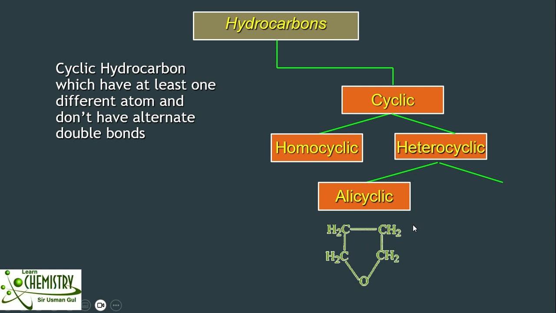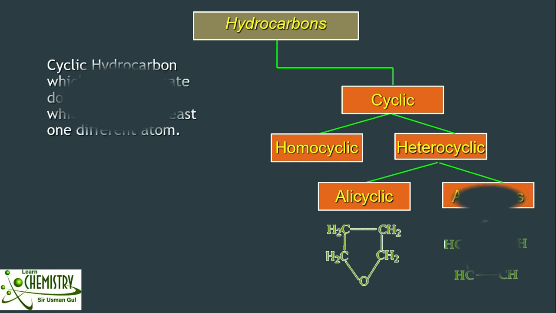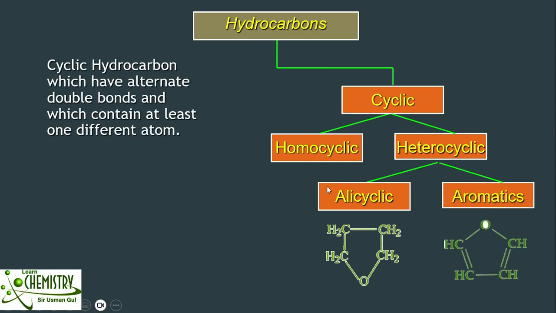Similarly, in heterocyclic we also have aromatic hydrocarbons. Now what was the definition of aromatics? It should be a ring structure and it should contain alternate double bonds. Let me read this definition. The cyclic hydrocarbons which have alternate double bonds and which contain at least one different atom are called aromatic. Basically these aromatics are a part of heterocyclic.